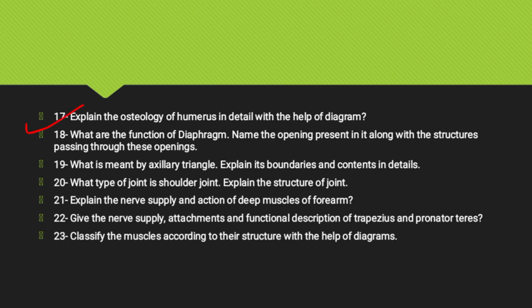Next question, question number 17. Explain the osteology of the humerus. It is the longest bone in the upper limb. Detail with the help of a diagram.